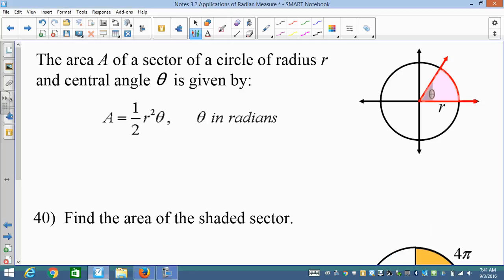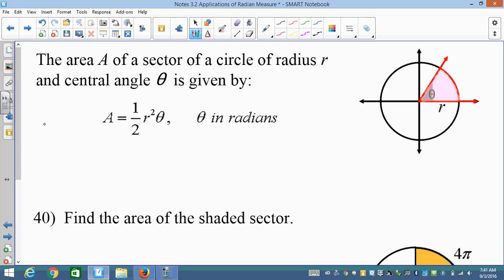Okay, and welcome back to 3.2 Applications of Radian Measure. Yesterday we dealt with the arc length, and today we're going to go more into area. So, the area of a sector of a circle of radius r and central angle theta is given by A equals 1 half r squared theta, where again theta is in radians. So, please be aware of that one.